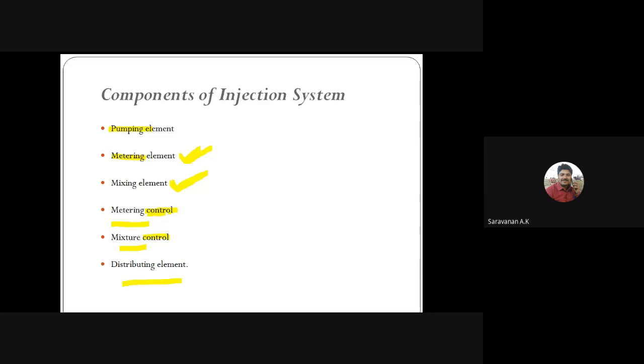And the distribution element. We have to divide the amount of fuel supplied to each cylinder, so we are using different nozzle systems. That nozzle system is called the distributing element. So these are the components which are used in the injection system. Is it clear?